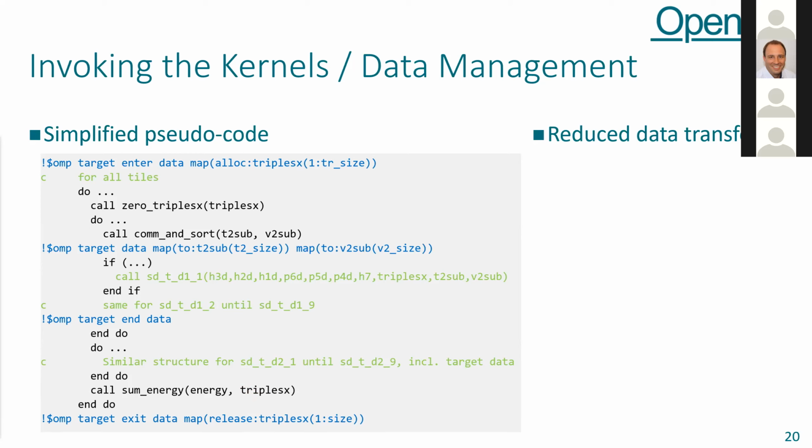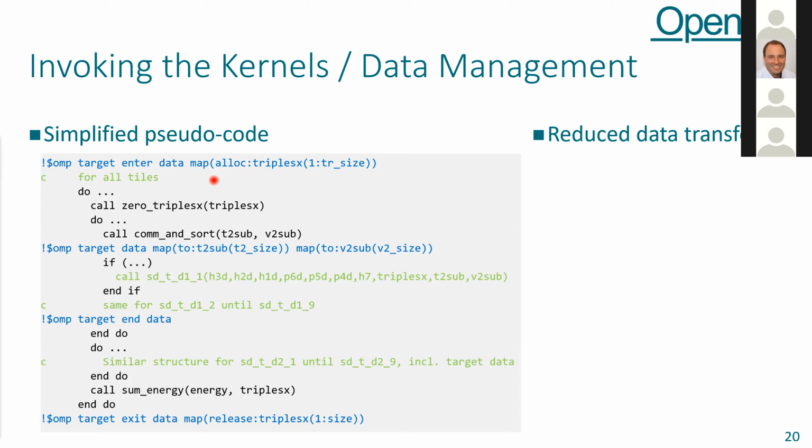So with that in mind, what we can do is use a target enter data that allocates the 1.5 gigabyte buffer or accumulator array on the target device. So no data transfer needed. We just allocate this massive amount of memory.